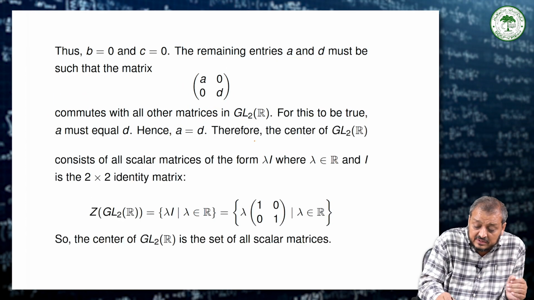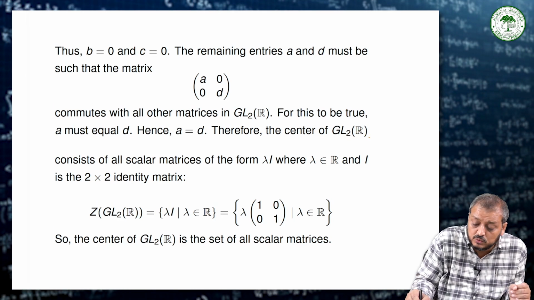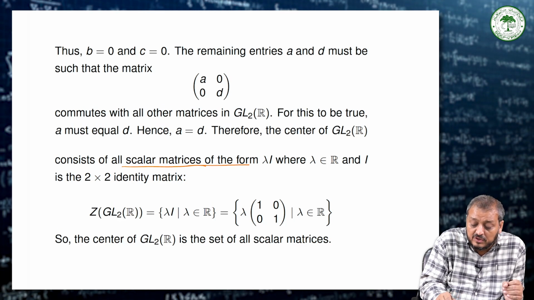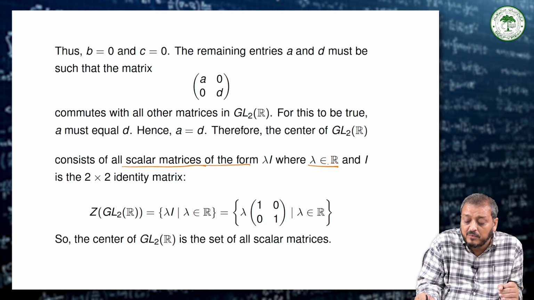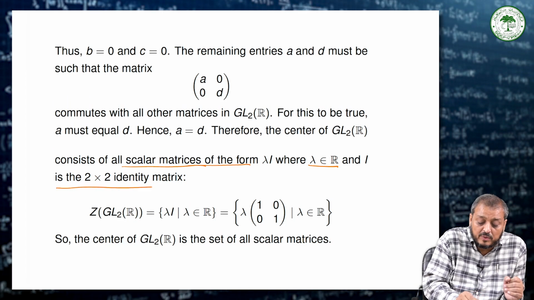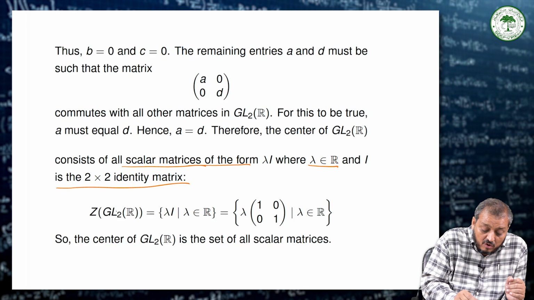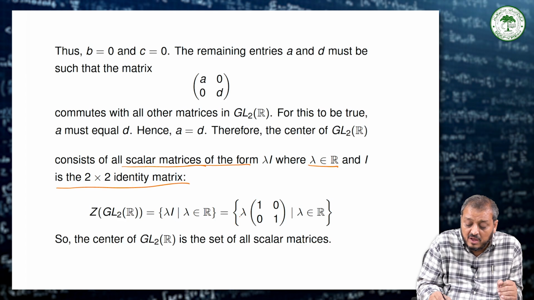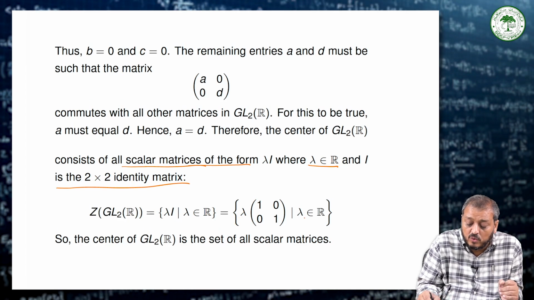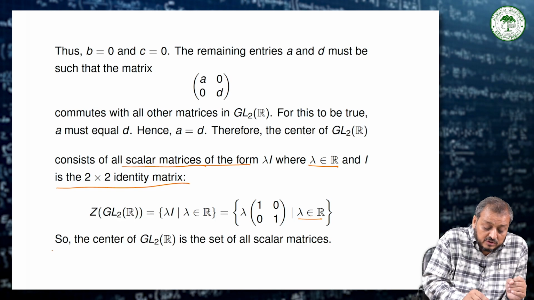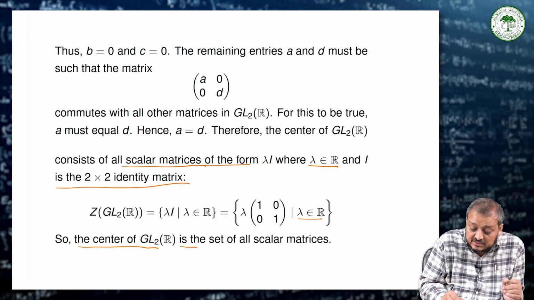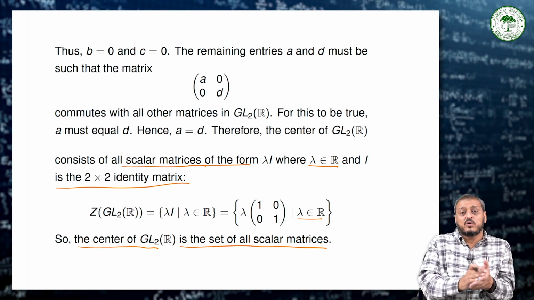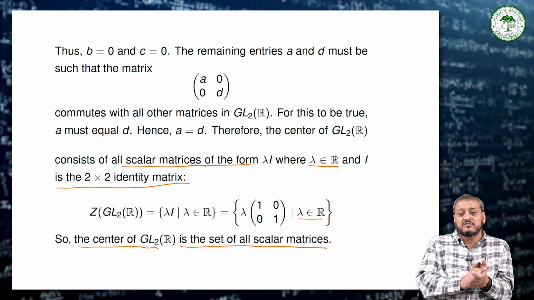Therefore the center of GL2R consists of all scalar matrices of the form lambda I, where lambda belongs to R and I is the 2 by 2 identity matrix. So Z of GL2R is equal to lambda I, which is of the form lambda times the matrix 1 0, 0 1. So the center of GL2R is the set of all those scalar matrices.